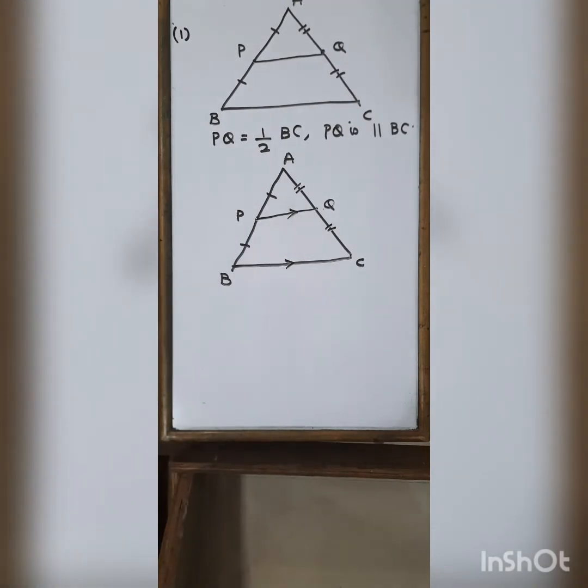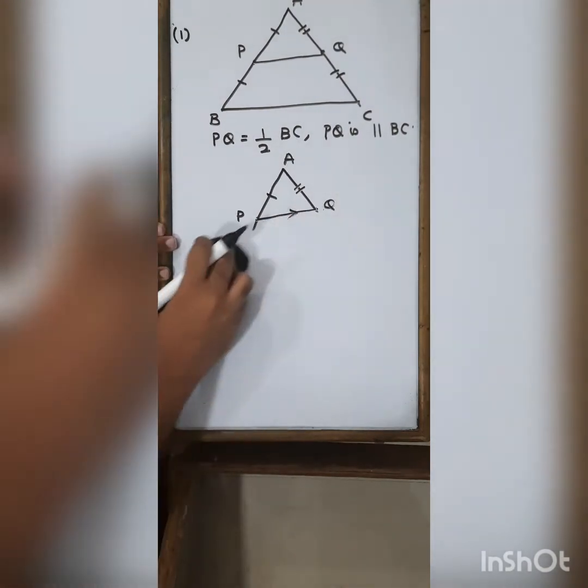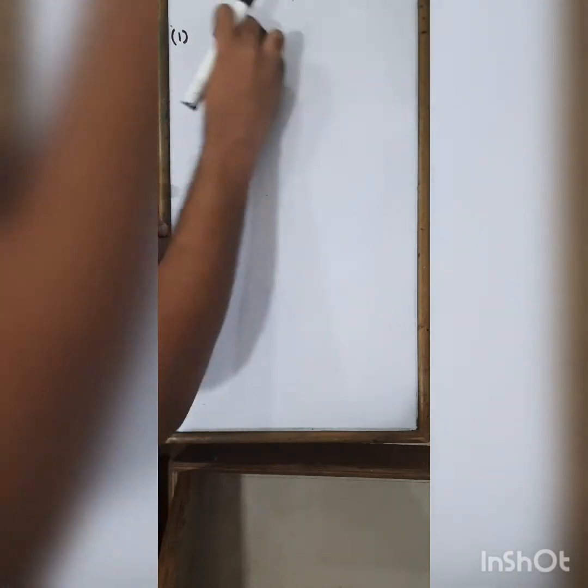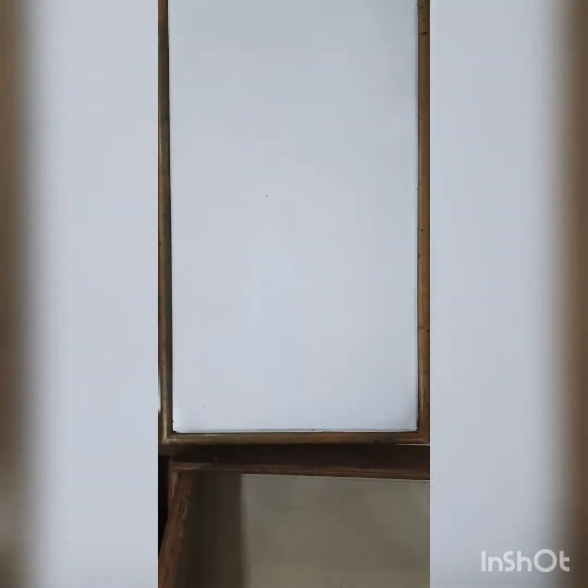The sums are very easy. But before that, we have to remember the properties of a parallelogram. Opposite sides of a parallelogram are equal. Opposite sides of a parallelogram are parallel. Diagonals of a parallelogram bisect each other. If we remember these properties, then we can easily solve these sums, and they are actually very easy sums. Midpoint theorem sums are very easy sums.